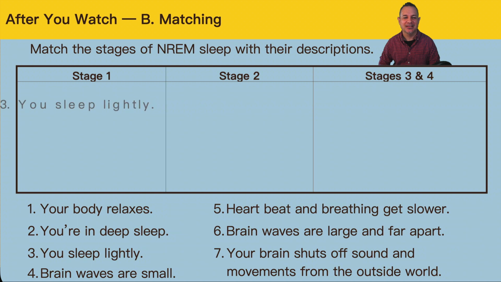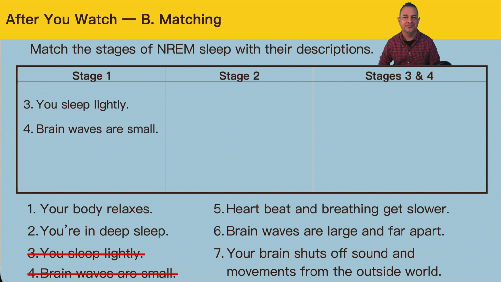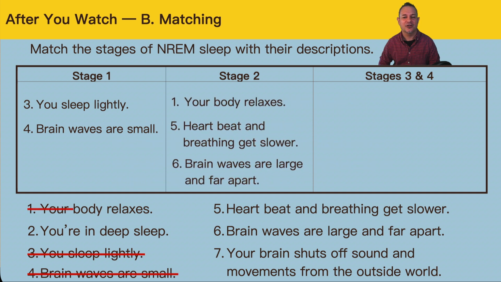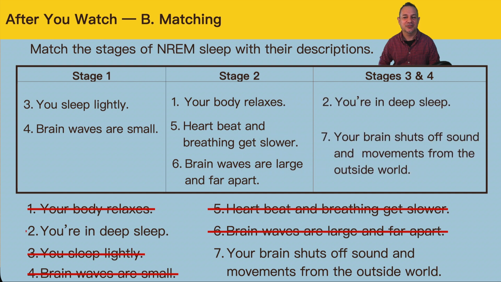How'd you do? In stage 1, you sleep lightly, and your brain produces small waves. In stage 2, your body relaxes, your heartbeat and your breathing slow down, and your brain waves are large and far apart. In stages 3 and 4, you're in deep sleep. Your brain shuts off sound and movements from the outside world.